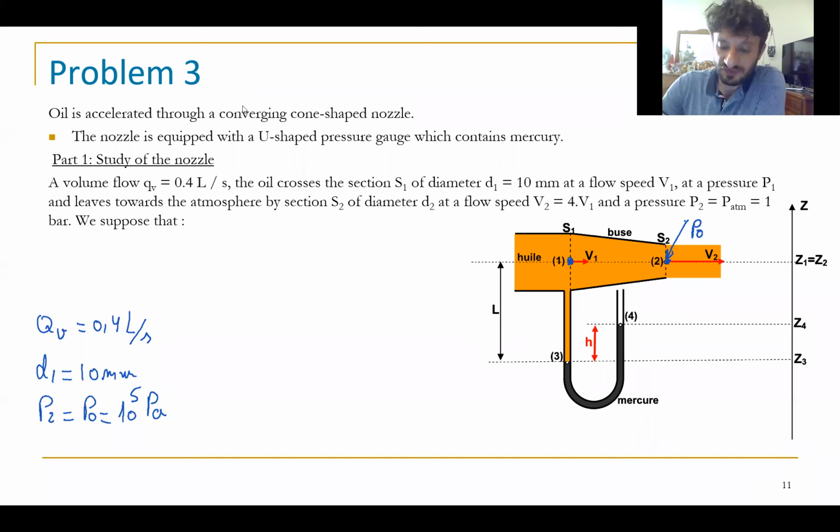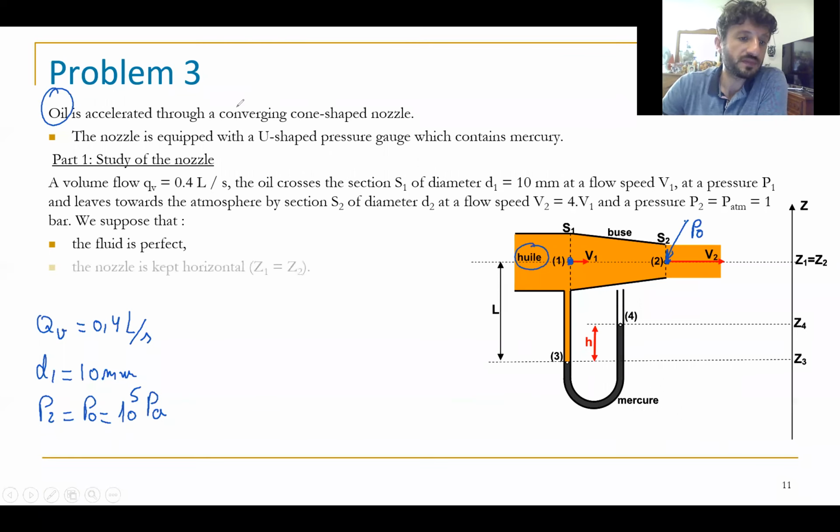Okay, we suppose that the fluid is perfect. What I mean by perfect, it means we neglect the coefficient of viscosity. We don't take into account the viscosity of the oil. Here we have oil, l'huile, I mean oil.